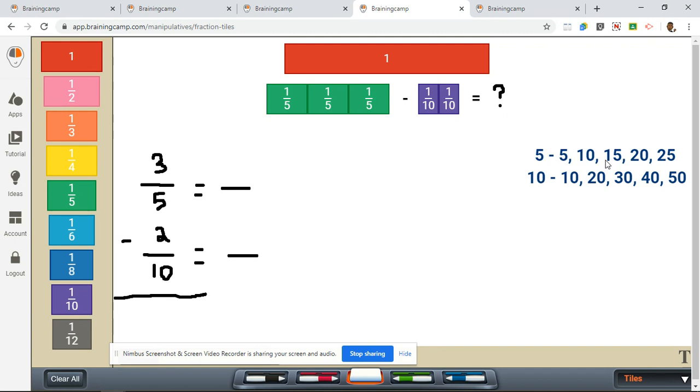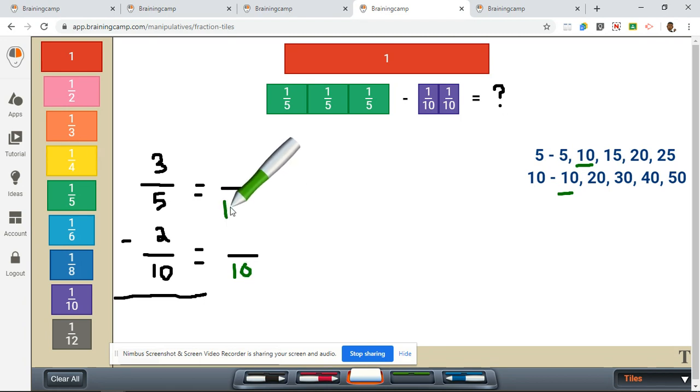All right, hopefully you had a chance to pause this video and go ahead and solve this problem. Again, you need a common denominator. So the multiple that they have in common between 5 and 10 is 10. So hopefully you got that. You're off to a great start. So I'm going to change this and put 10.